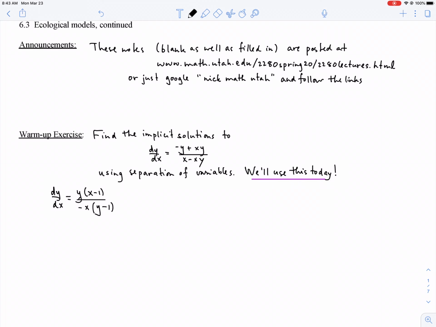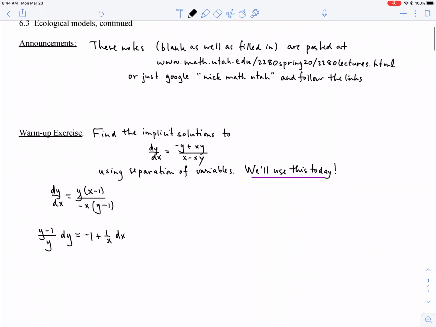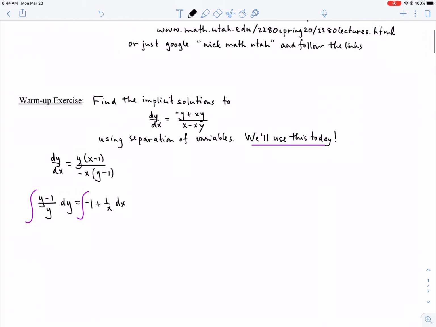And so let's separate. I have to multiply by y minus 1, and I have to divide both sides by y to get all the y's and dy's on the left. And then I'm left with x over minus x, which is minus 1, plus a 1 over x dx on the right. Let's integrate. Well, this can be written as 1 minus 1 over y.